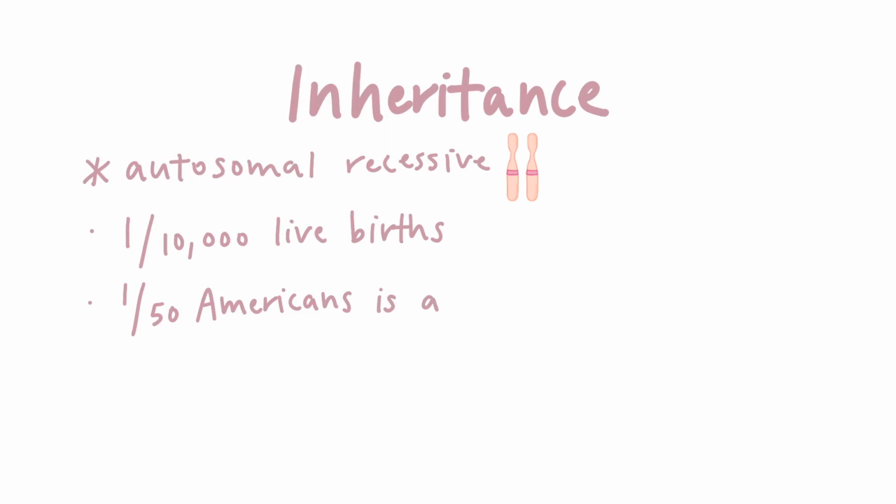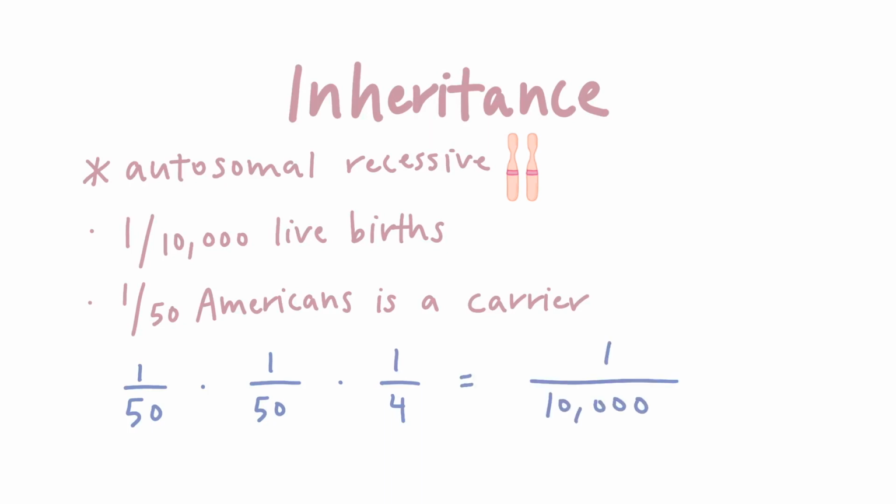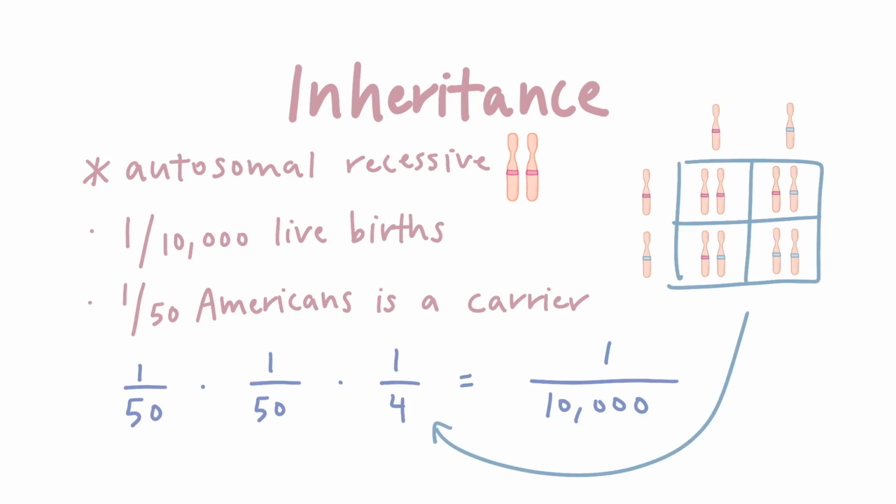1 in 50 Americans is a carrier. This can be calculated by multiplying 1 over 50 times 1 over 50 times 1/4, which equals 1 in 10,000, since there is a 1/4 chance that 2 carriers will have a child with SMA.